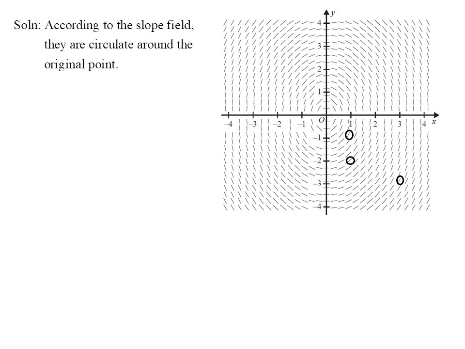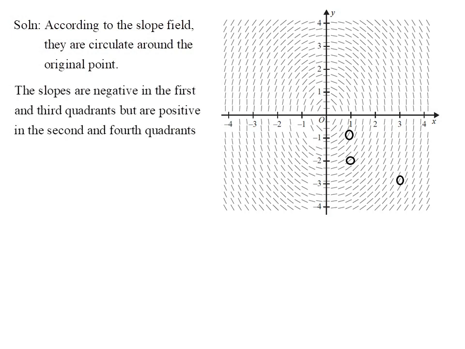Another approach to address question 8 is to analyze the slope field graph. As we know, the slope field of this type of differential equation, dy/dx equals f of x, assigns to each point P of (x, y) in the plane the gradient of the solution curve through these points. As can be seen, the slope field circulates around the origin, and the slopes are negative in the first and third quadrants, but positive in the second and fourth quadrants.